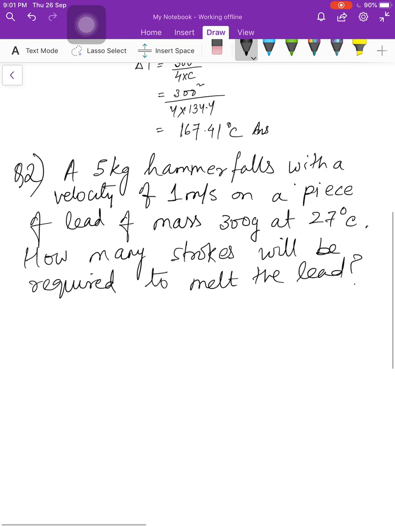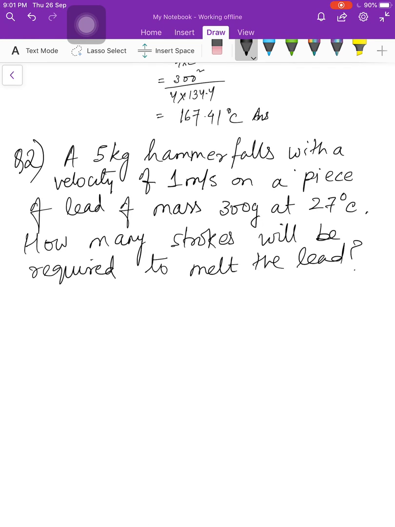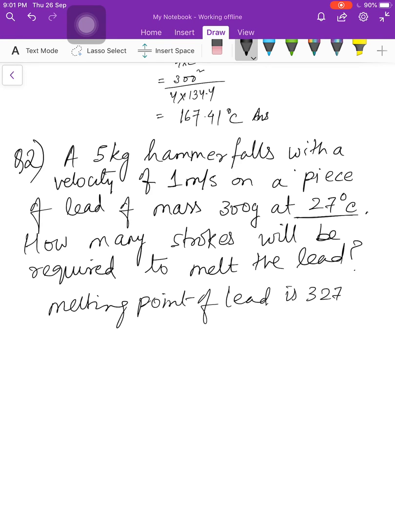Now, before proceeding to this question, some values will be needed. Clearly here it is said that the lead temperature is 27 degrees C. 27 degrees C is of course not the melting point of lead. The melting point of lead is actually 327 degrees C.